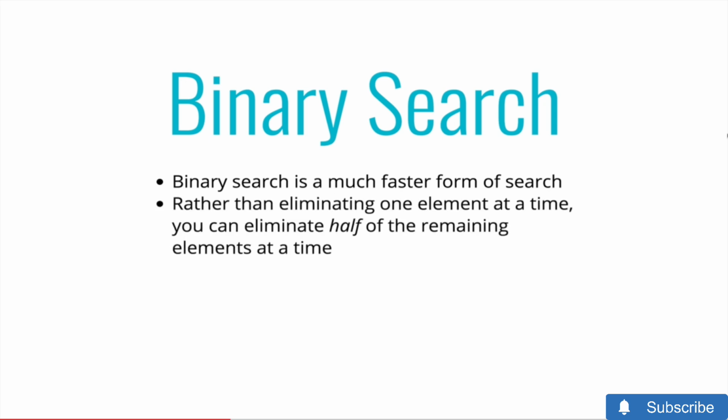Rather than eliminating one element at a time, like we did in linear search, where we checked one element, is this it? Nope. Is the next one it? Nope. Is the next one it? Over and over and over. In binary search, we can eliminate half of the remaining elements at any given point.